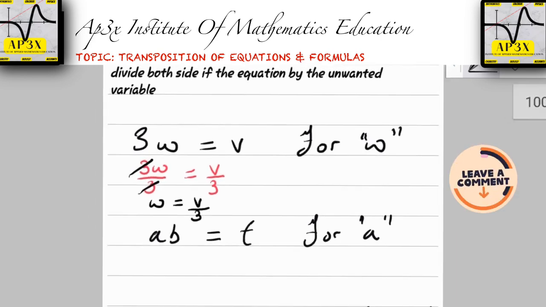Now, that example is when a constant is connected to your subject by multiplication. Let's look at an example where it's just a random variable that is connected to the subject. Here we have AB equals t.